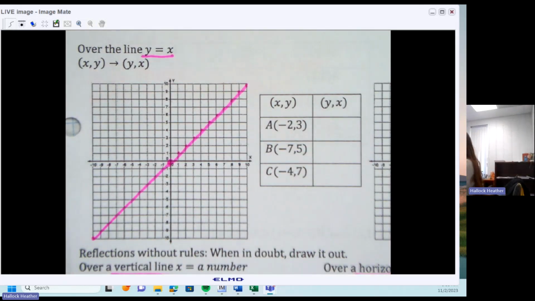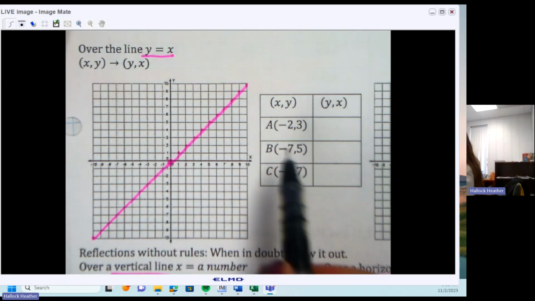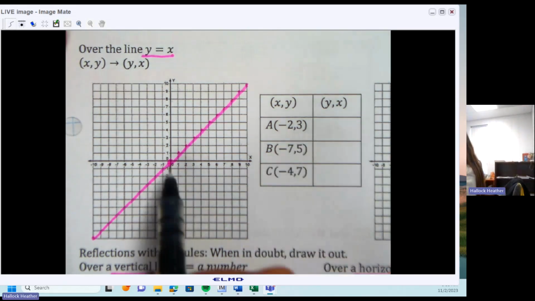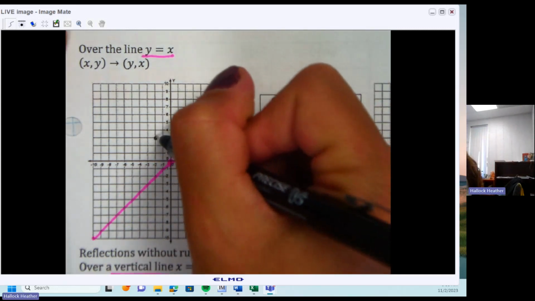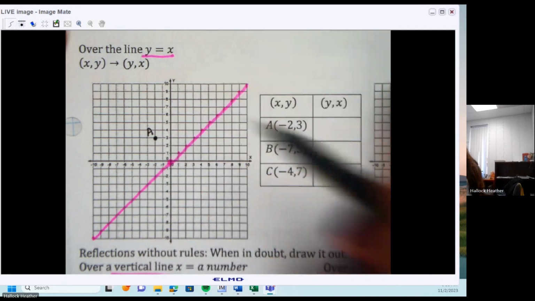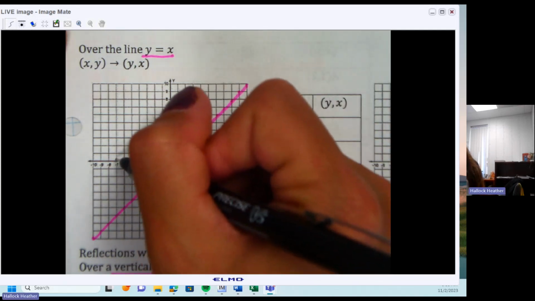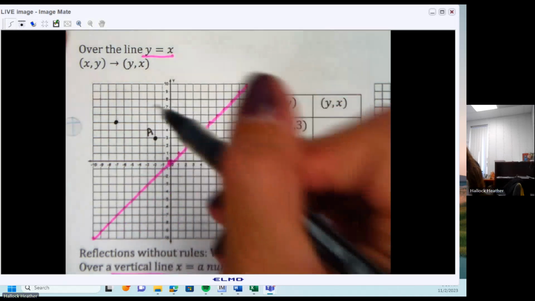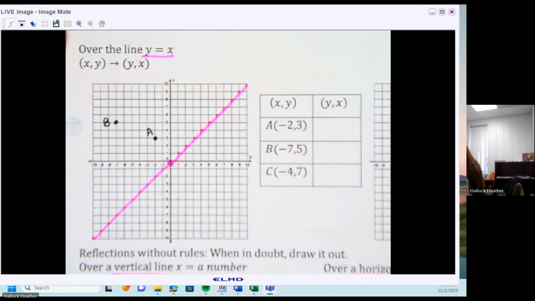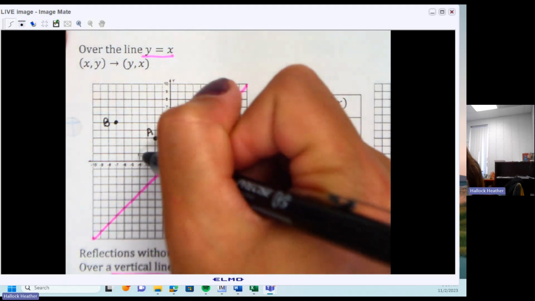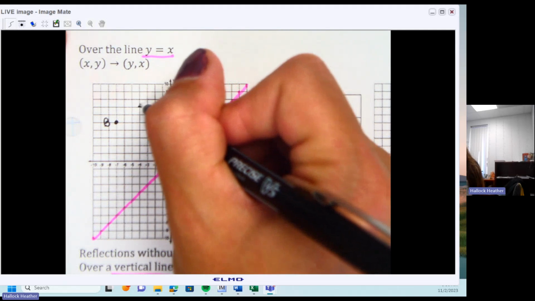So now instead of it being super easy and counting, this is the one that you will actually have to remember the rules for, but they're very easy to remember. So let's plot the original points and then we'll talk about the rules, because now we can't count because it's a diagonal, so it's like going across squares. So we'll plot our original points. A is at -2, 3. B is at -4, 7.